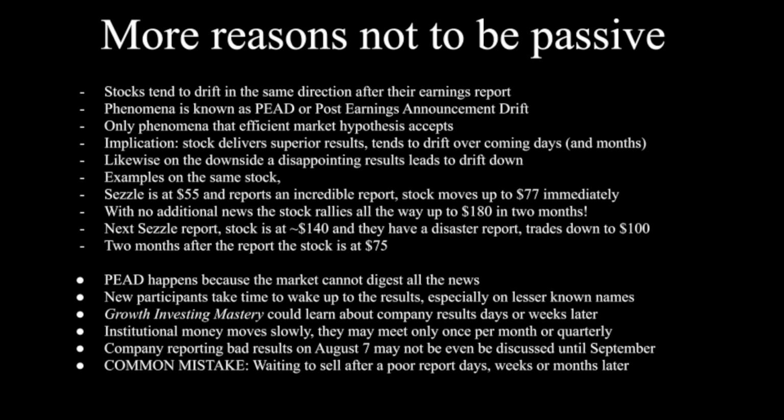Stock prices tend to drift in the same direction they had after their earnings report. This phenomenon is known as post-earnings announcement drift. It's the only phenomenon that efficient market hypotheses accept. The implication is that if a stock delivers superior results, the stock tends to drift up over the coming days and even months, but it's strongest in those first 3 days. Likewise, on the downside with a company reporting disappointing results, that company tends to continue downwards.